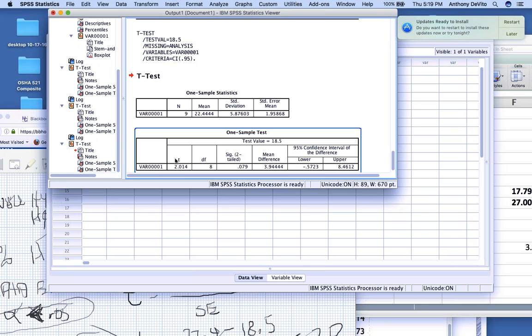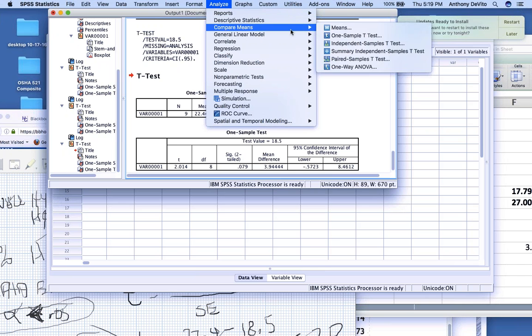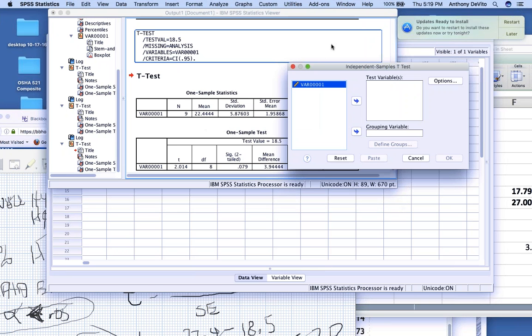Now, that's a little bit more complicated, isn't it? Now we don't have a known value in one sample. Now we have two means from two samples. Well, if I go up here to Analyze, Compare Means, what do we get next? Independent Samples T-Tests. We can do that in SPSS. Just as we did it here, we can do it there.